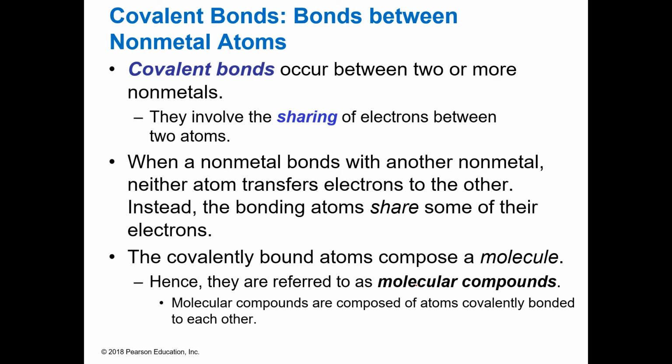Covalent bonds. This is a bond that is formed between 2 or more nonmetals. These bonds are not formed by losing or gaining electrons, but rather it's formed by the sharing of electrons between 2 atoms. When we have 2 atoms that are covalently bonded, we refer to that as a molecular compound, whereas when 2 atoms are ionically bonded, we call it an ionic compound.